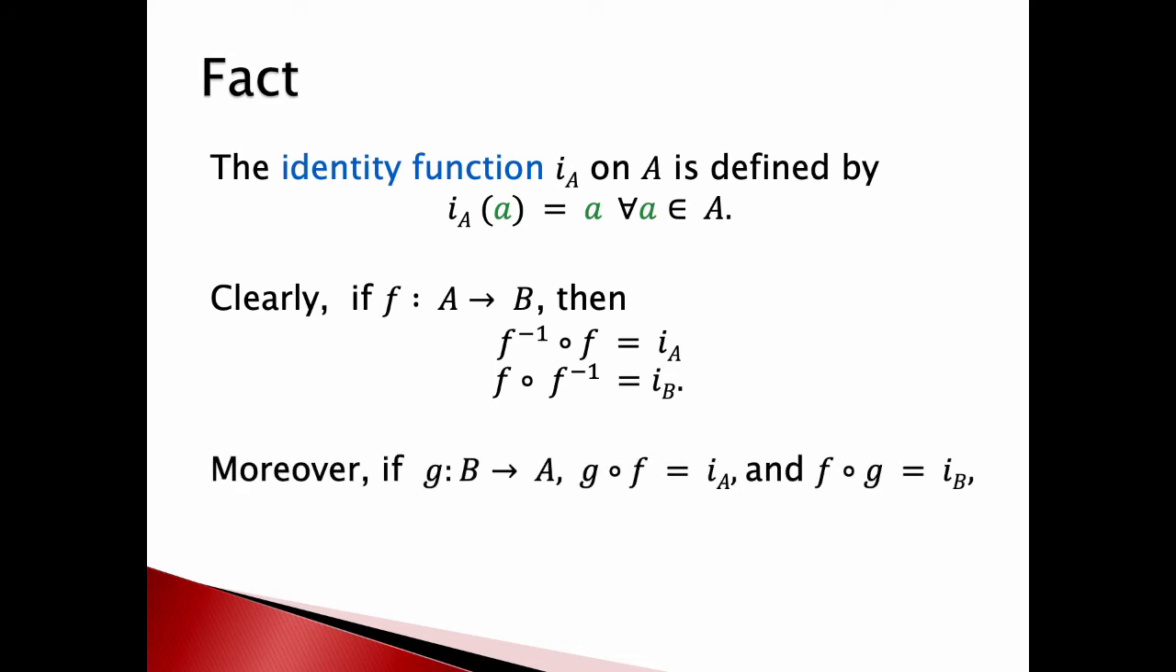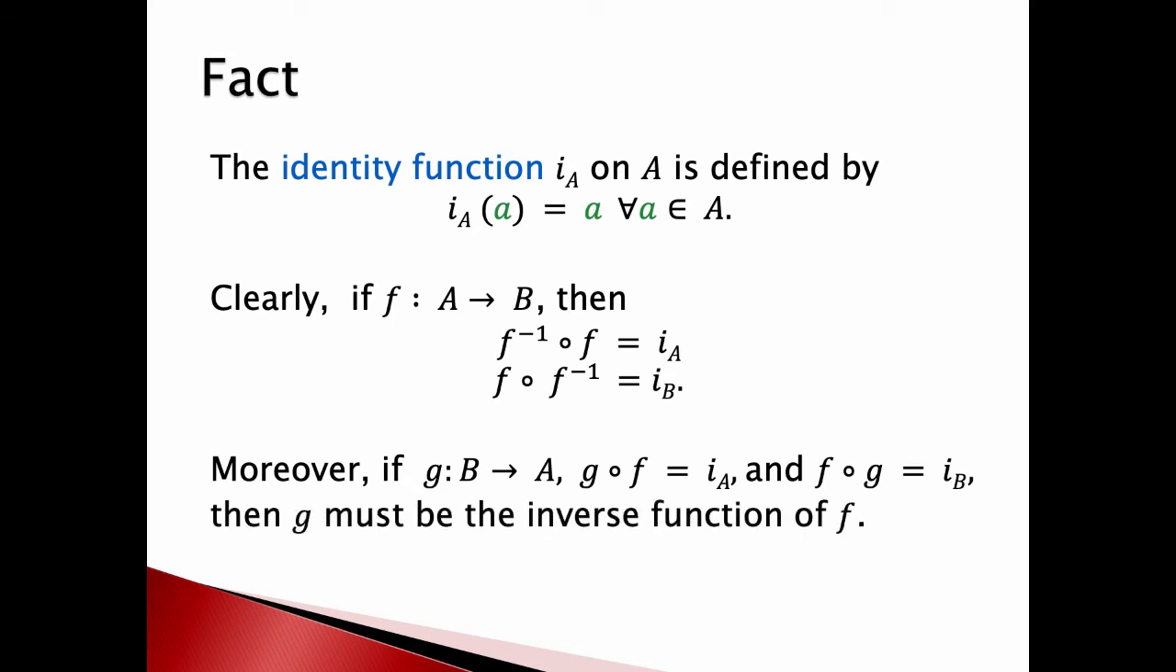And of course, if you had some function g which went from B to A, and if you compose it with f one way you get the identity function on A, and the other way you get the identity function on B, then g had to have been the inverse function for f.